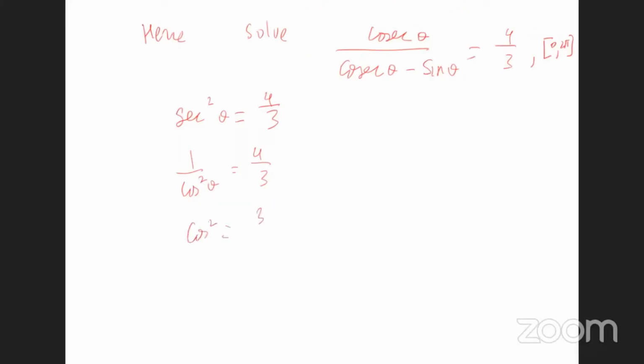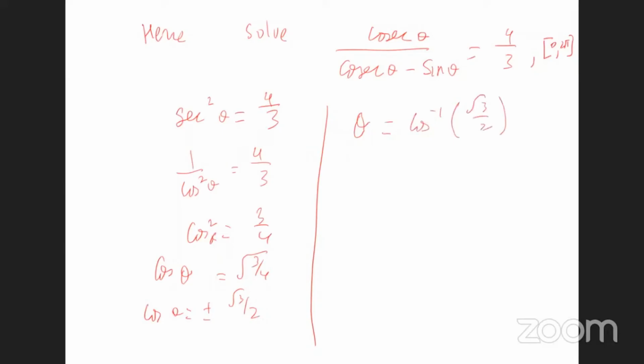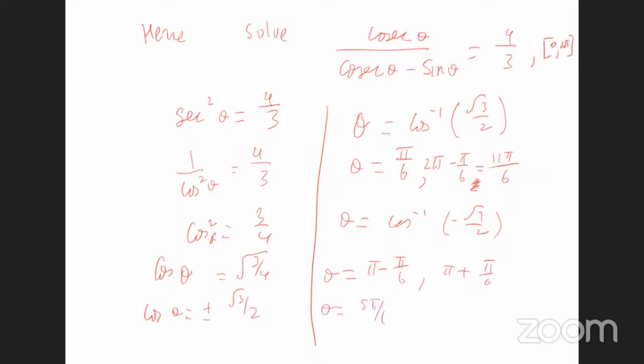So cosine squared is equal to 3 on 4. So cosine theta is the square root of 3 on 4. So that will be cosine theta is plus and minus root 3 on 2. So you're doing it for the positive first. Cosine inverse root 3 on 2, so it's pi on 6. And cos is positive in the fourth quadrant, so that's 2 pi minus pi on 6, so that's 11 pi on 6. That's the first two values, and then cos inverse minus root 3 on 2. That will be pi minus pi on 6, pi plus pi on 6: 5 pi on 6, 7 pi on 6. Okay, so those are your 4 answers, right? All 4 represent a solution.